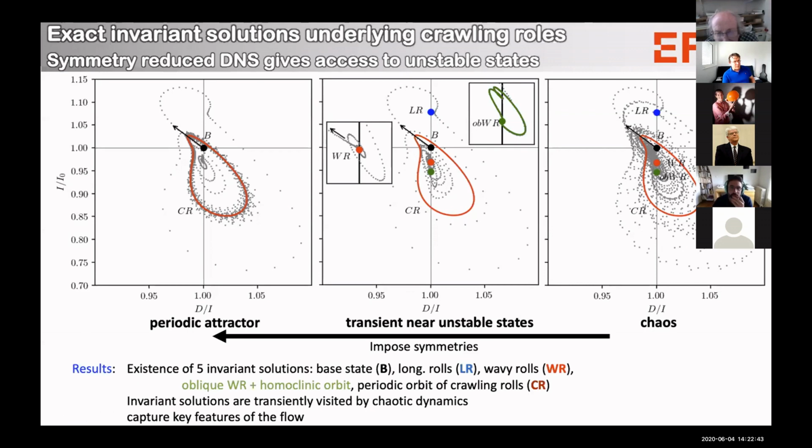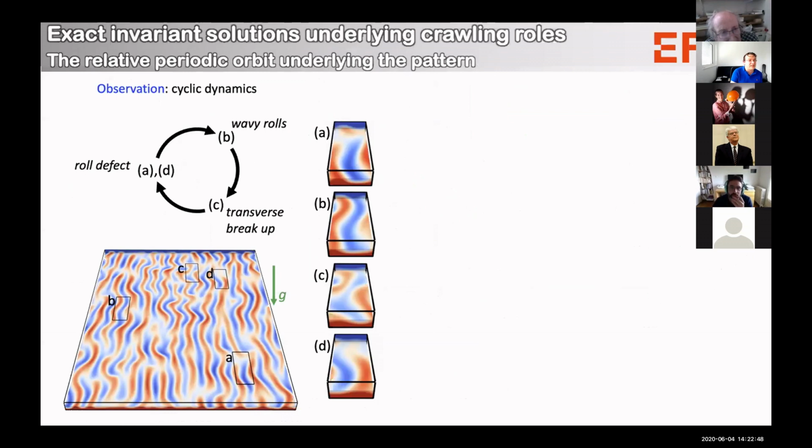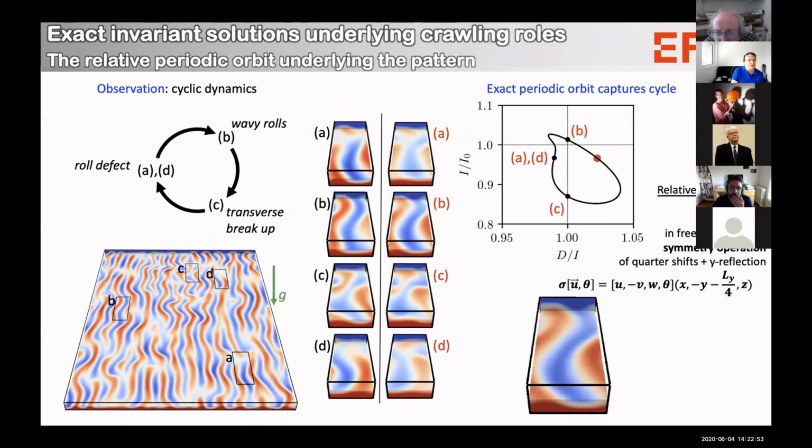So if you don't believe the last point, let me show you again snapshots from the DNS that we discussed before. And now I put next to that the periodic orbit. And I think you agree with me that this periodic orbit extremely well captures the core dynamics of this crawling roll pattern. So if you look at this here in the different phases, it's really the same thing. Okay? Good. So now we've really established that these invariant solutions, in this case a periodic orbit, capture the dynamics.